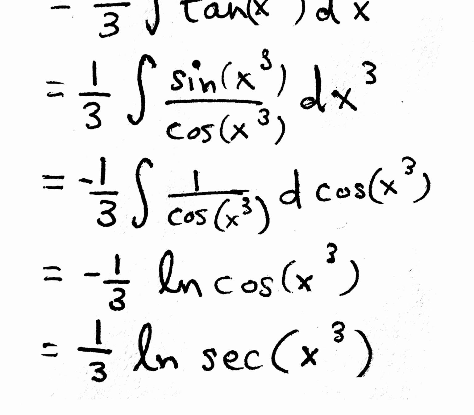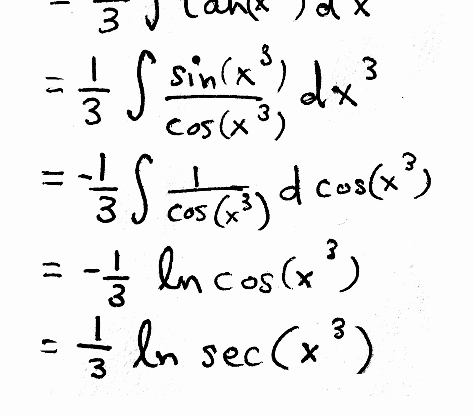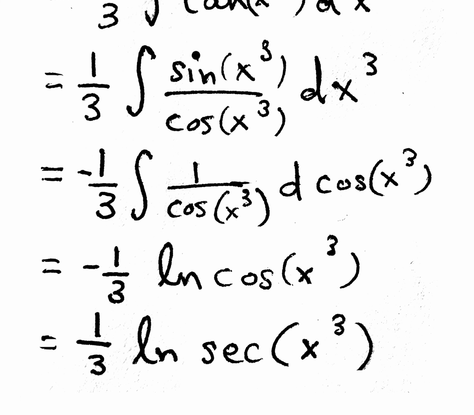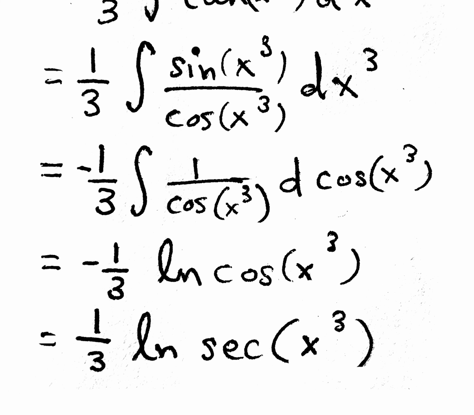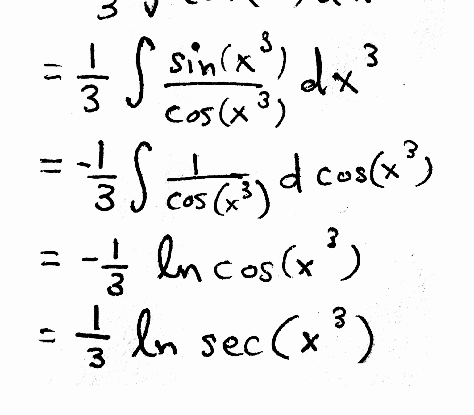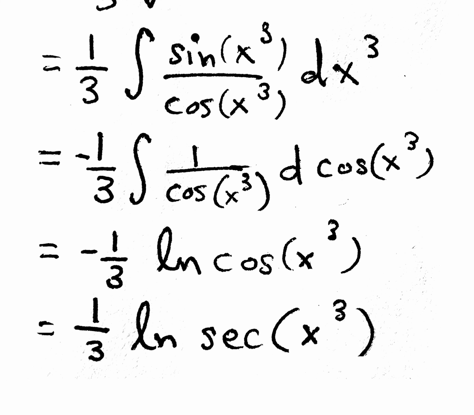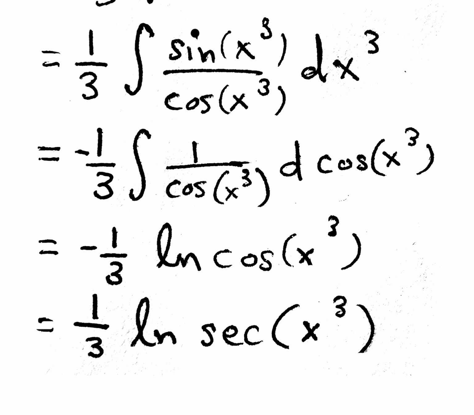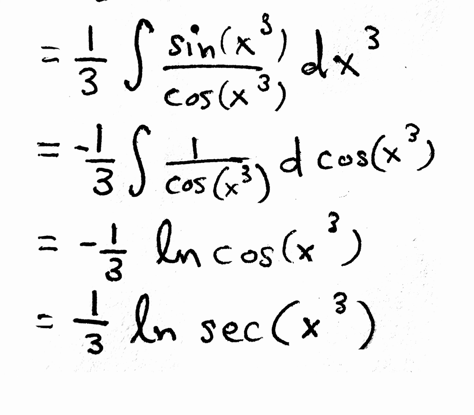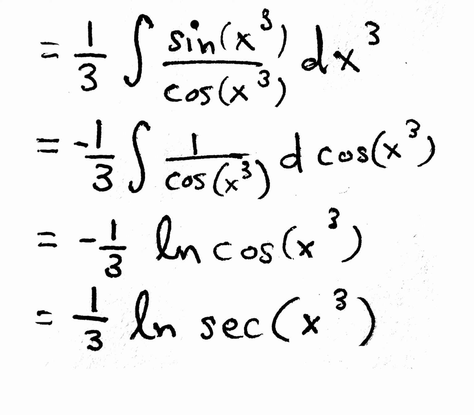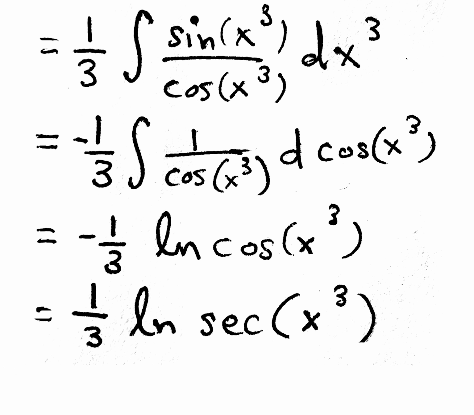Now, some people are iffy out there about the arguments that can be allowed into the ln. So if you feel the need to, you can go ahead and add the magnitude of secant x cubed instead of just leaving it as is. That way, ensuring that all the arguments of ln are greater than 0.